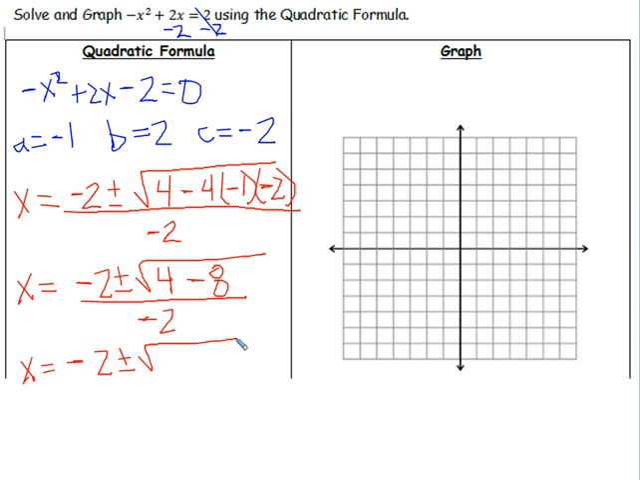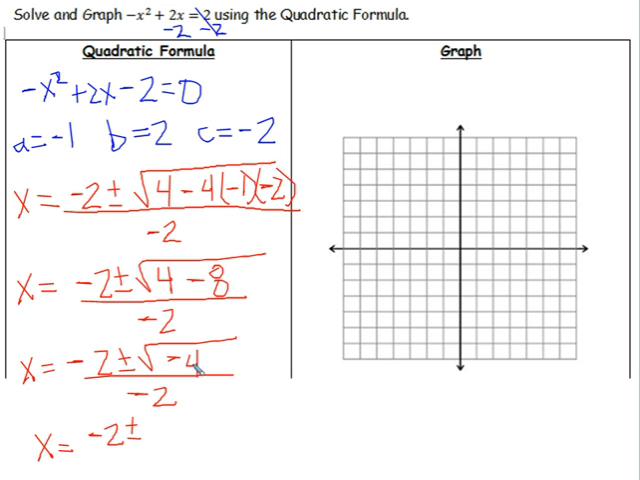On the inside of the radical, we have 4 minus 8, which is negative 4, all over negative 2. Do we notice something? If we keep cleaning it up a little bit, we have the square root of negative 4. We cannot take the square root of a negative number. What does that mean? We need the imaginary i. So that's coming back into play here.